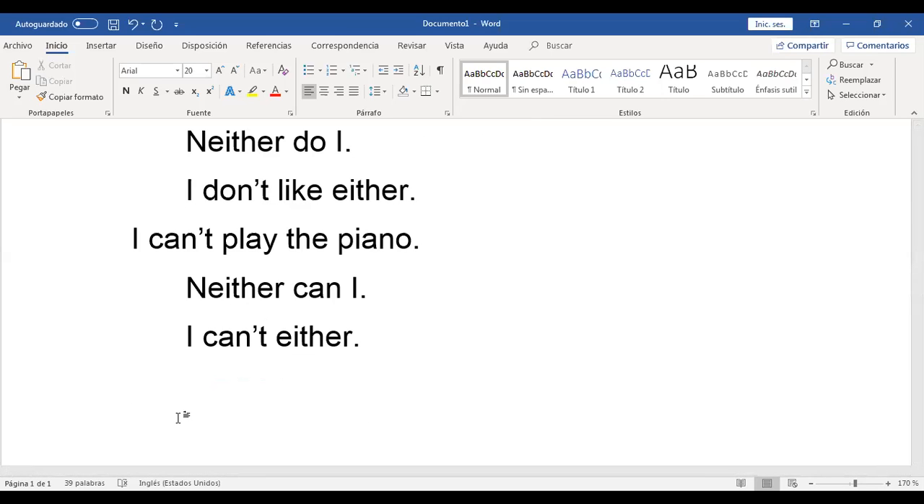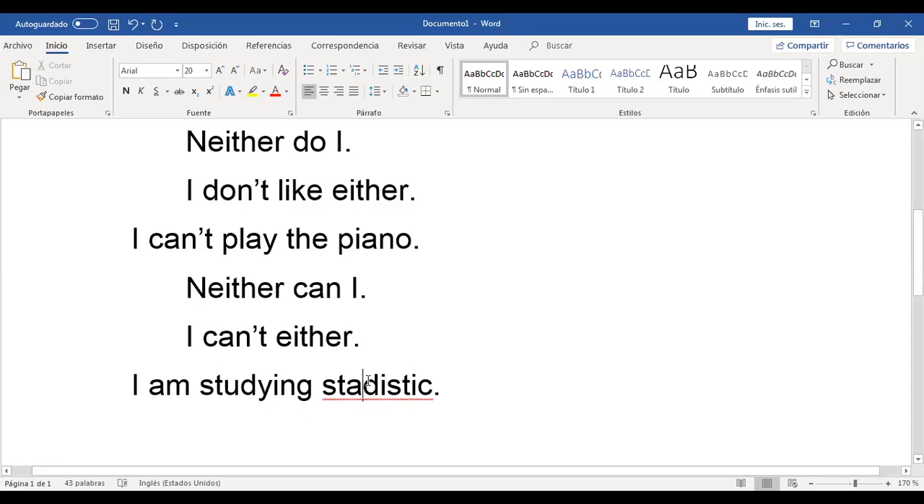Okay, okay. Tengo problemas con el so y con el too. Okay, practiquemos eso. Donde no entiendo cómo usarlos. I don't know. Estadística. Is it okay, teacher? Estadística.